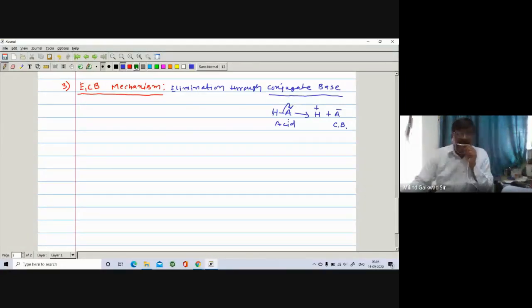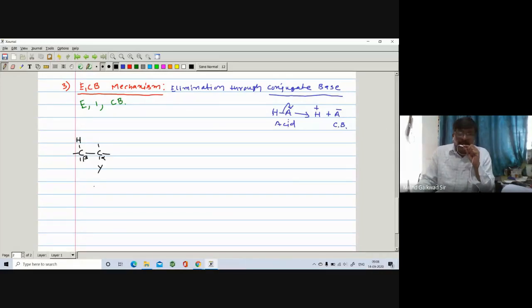So here we have learned what is meant by E1. E means elimination, 1 means unimolecular, CB means the conjugate base. So elimination through conjugate base. Again, we'll take the same example. Substrate. Here is the carbon, and the valency of the carbon is 4. So it is the alpha carbon, and this is the beta carbon in the substrate. There is a presence of a Y group, and here there is a presence of a hydrogen.